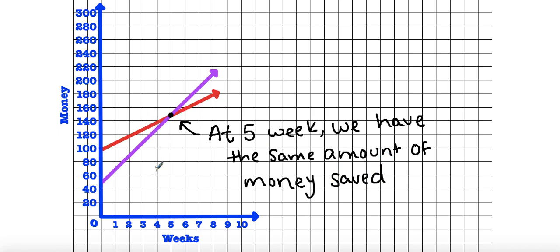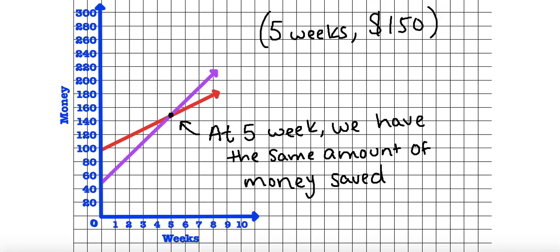Okay, so at 5 weeks, we would both have $150. So here we see the number of weeks, and if we look to the side, it's directly in between 140 and 160, so that's $150. So at 5 weeks, we would have $150.